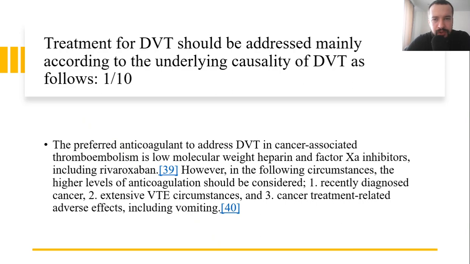Treatment of DVT should be addressed mainly according to the underlying cause of DVT as follows. Look, there will be 10 points that you need to remember. The preferred anticoagulants to address DVT in cancer-associated thromboembolism are low molecular weight heparin and factor Xa inhibitors, including rivaroxaban. However, in the following circumstances, higher levels of anticoagulation should be considered. First of all, recently diagnosed cancer. Second one, extensive VTE. And third one, cancer treatment-related adverse effects including vomiting.